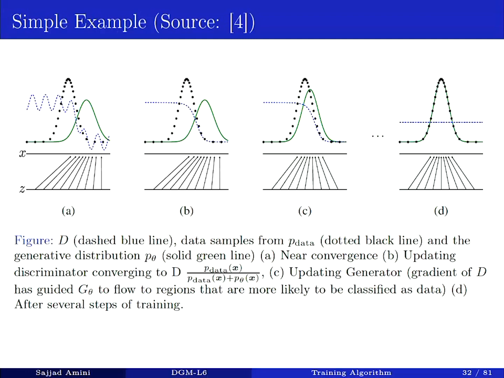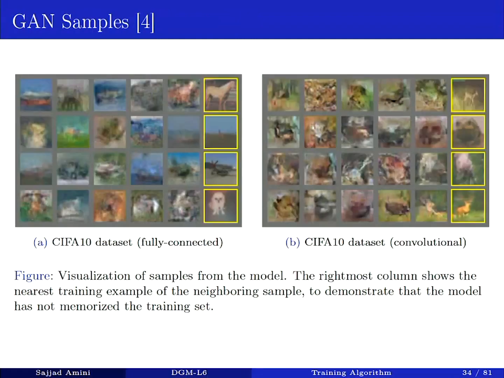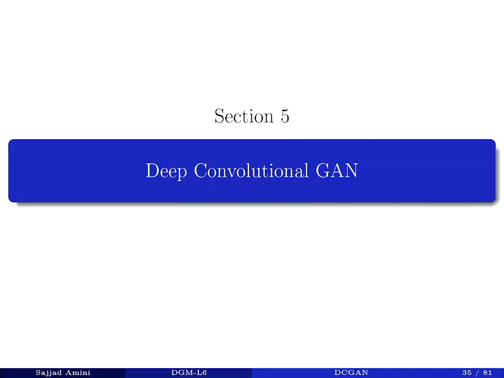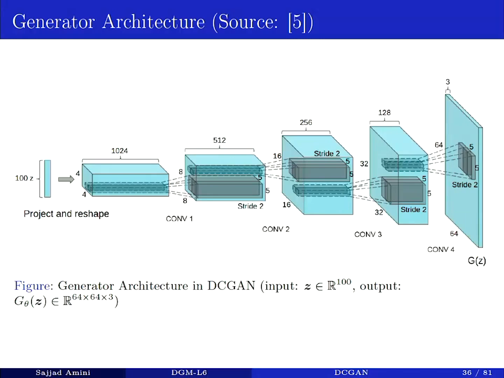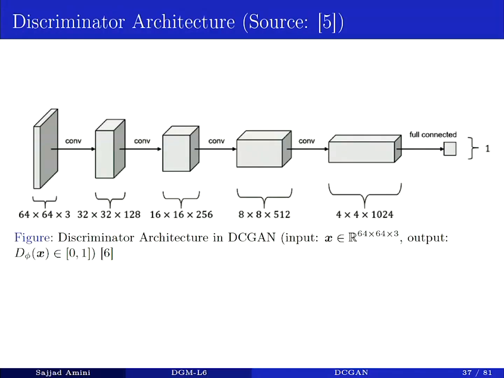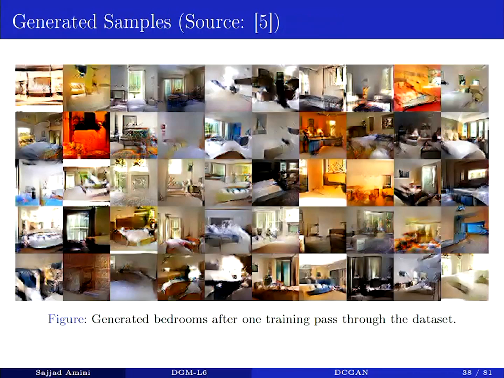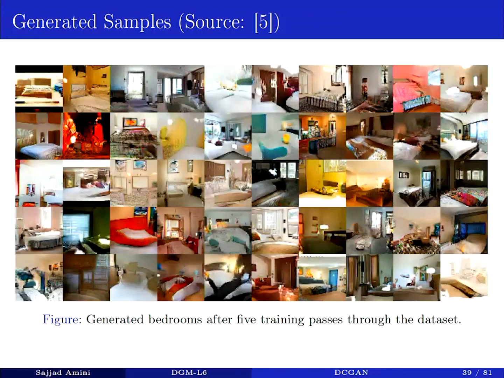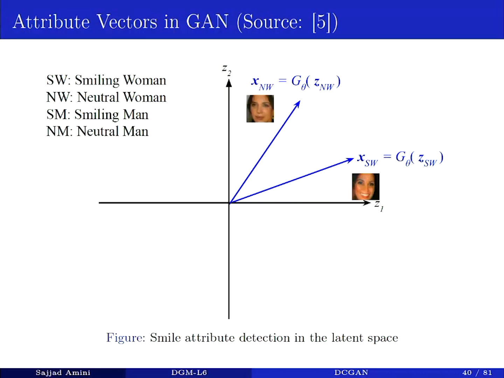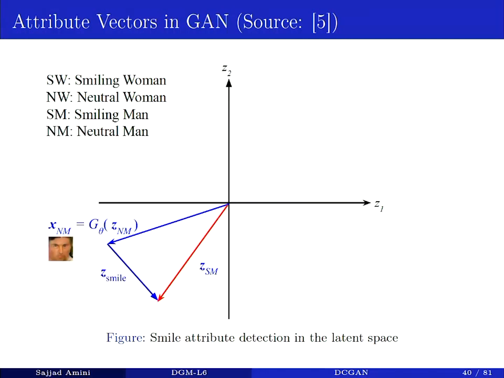This was a simple example, and these were real world data sets. And this was the DCGAN, which was an effective demonstration of GANs immediately after the GAN was proposed. And we see that the architecture is based on convolutional neural networks, and only with one pass of the data set you have achieved reasonable generation performance. And this was the concept of attribute vector in GAN, equivalent to VAEs and the attribute vectors.